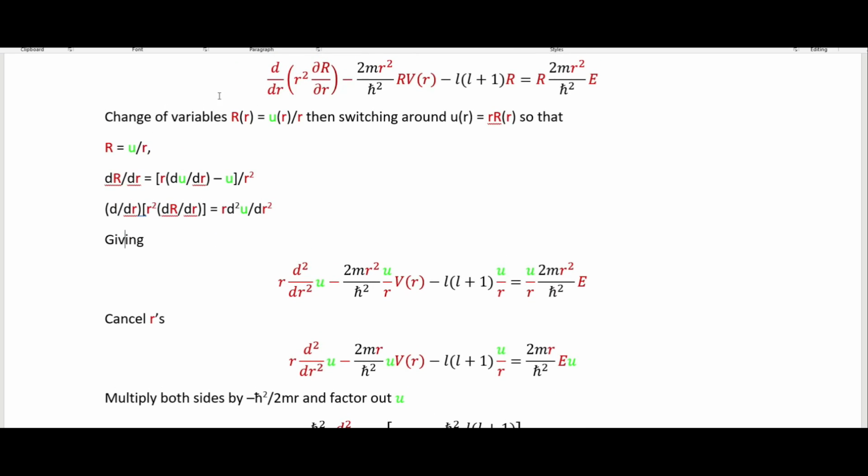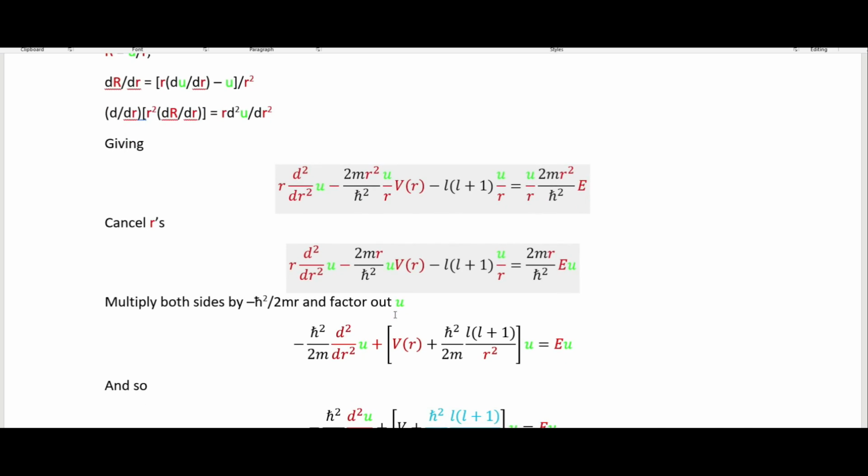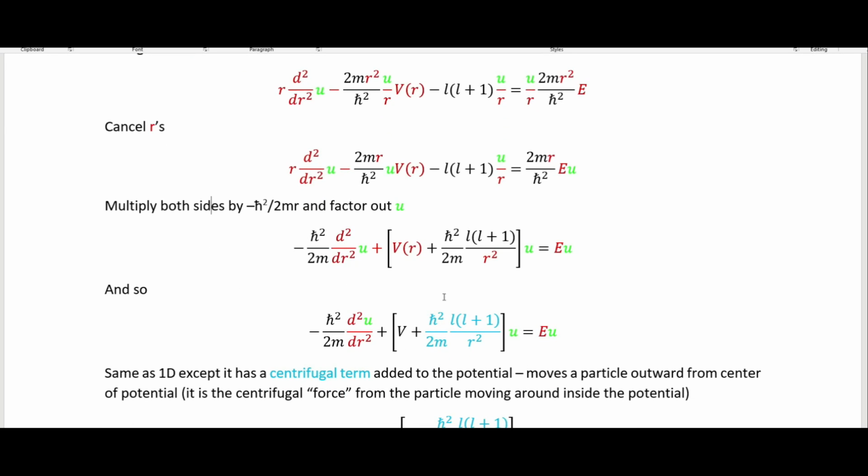Then because the big R is U of R divided by R, we can cancel some of these small r's, which gives us a nicer looking equation. Then we multiply both sides by minus h bar squared over 2mr, which will cancel out these parts right here, and so we end up getting into this form.